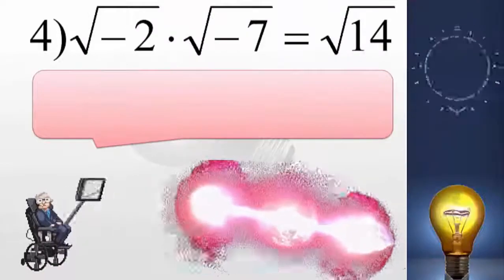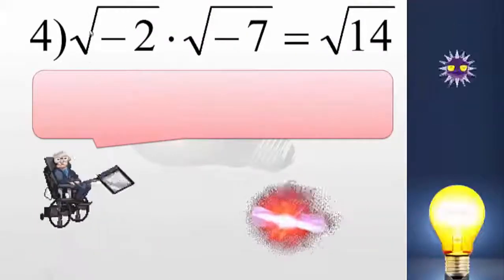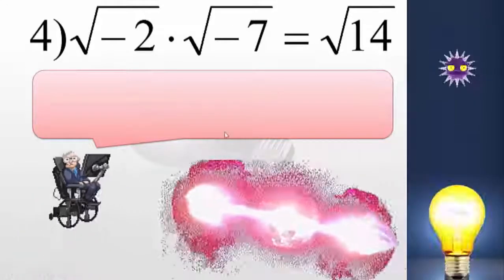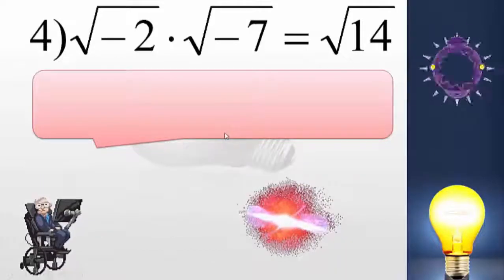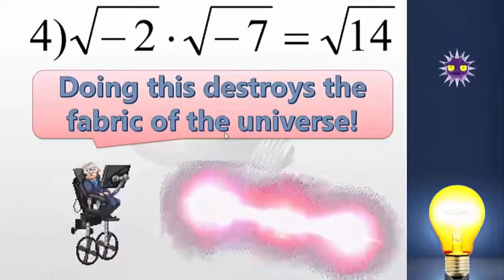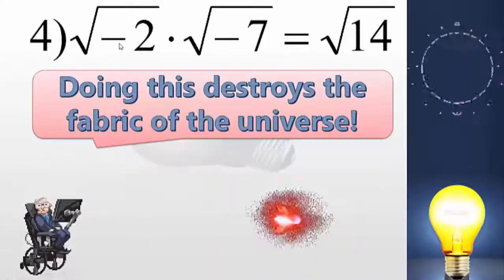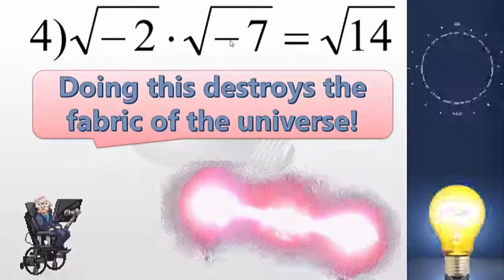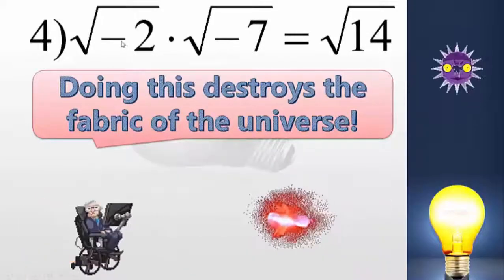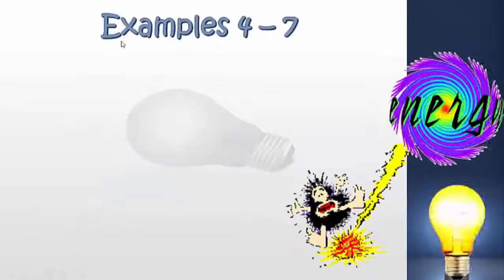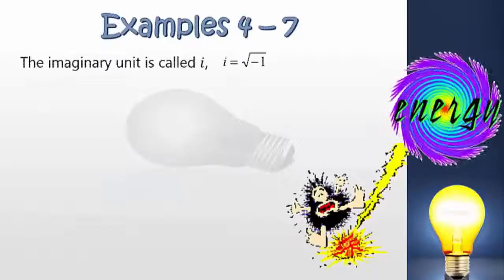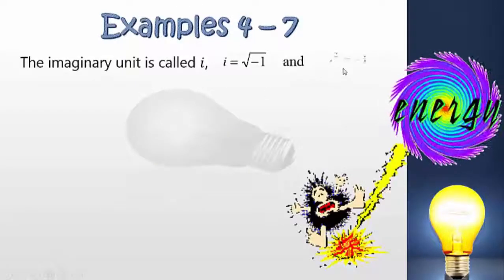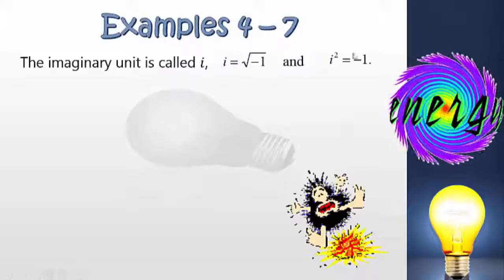Some people may think it's particularly clever to do something like this because, oh wow, we have a negative times a negative and that will give us a positive, so therefore it's the square root of 14. Well, if you start doing stuff like that, this destroys the fabric of the universe, because this is really the square root of negative 1, and this is a square root of negative 1, and we know that the square roots of negative 1s are i's by definition. So let's look at a few examples using these definitions, where i is equal to the square root of negative 1 and i squared is equal to negative 1.